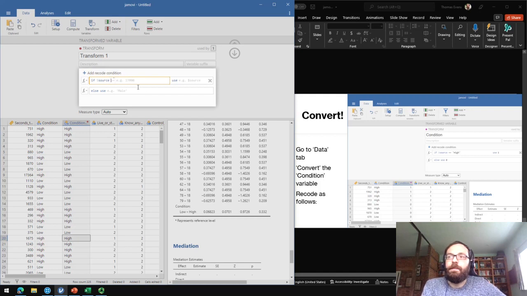And so what we're saying is, if source equals, and then in quote marks, high, and remember it's a capital because the data is capital, use 1. And else, use 0, because it doesn't really matter. There's only 2 things it could be. So in this case, it can be high or it can be low.